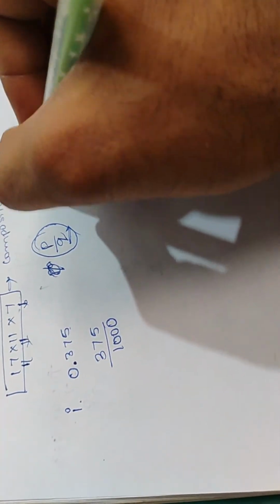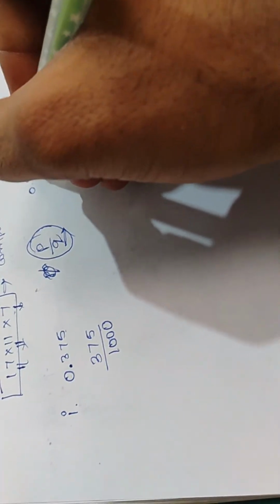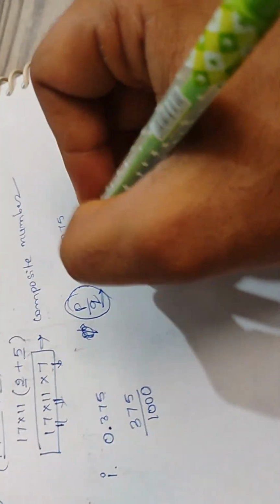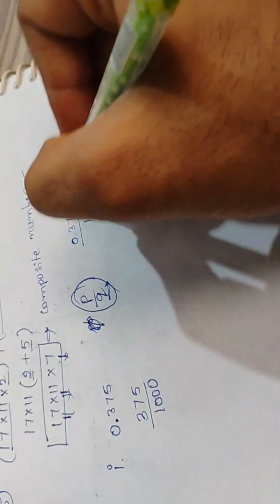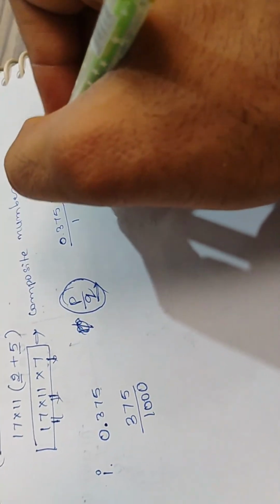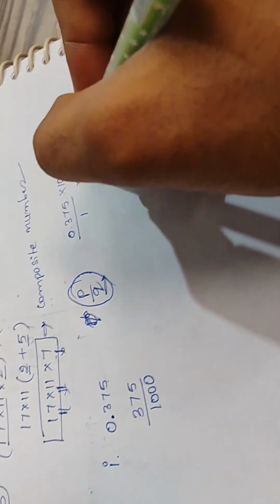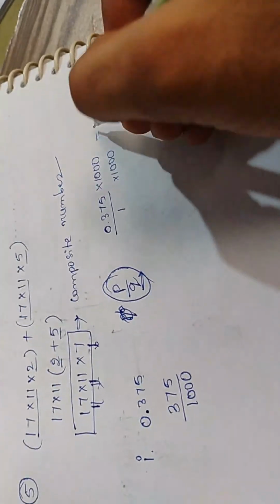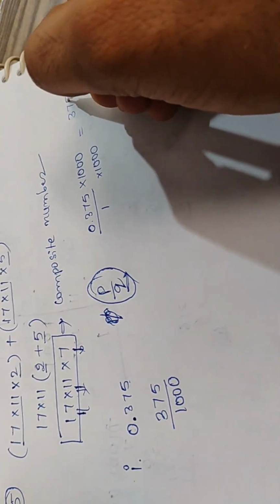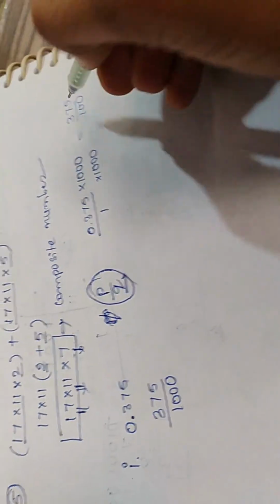Look at 0.375. The meaning is 0.375 by 1. Multiply the denominator with 1000, and the numerator with 1000 as well. So you will get 375 by 1000.